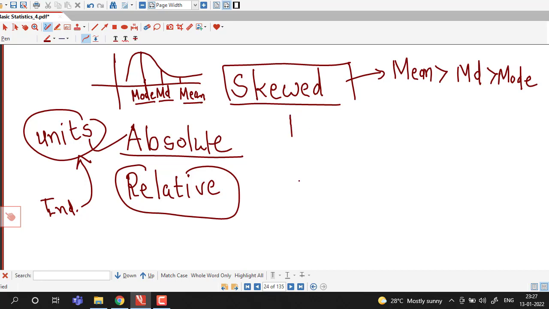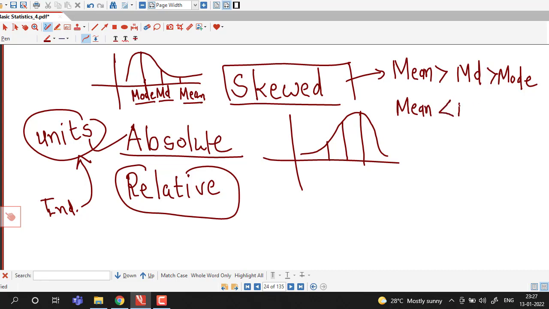If the distribution is positively skewed, mean is greater than median and median is greater than mode. And in the case of a negatively skewed distribution, mean is less than median and median is less than mode. So this is the reverse inequality. Either for a positively skewed or a negatively skewed distribution, mean, median and mode are not equal.